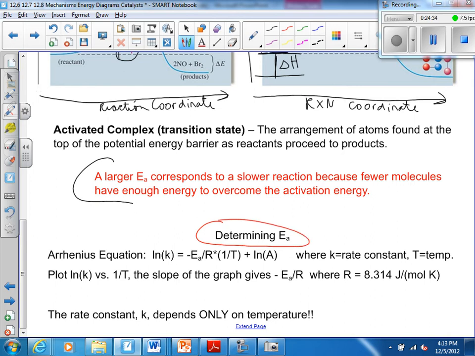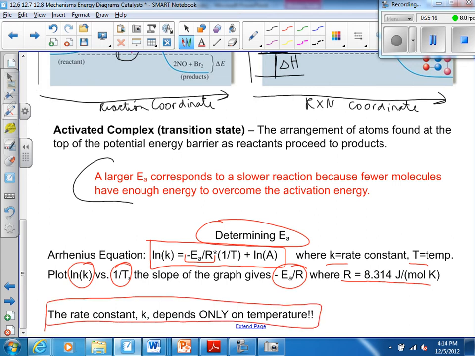All right, how do we find out what the activation energy is? Well, it turns out there's yet another equation right here. I'm not going to show you how to derive it. This equation is on your equation sheet for AP Chem. We use this equation. K is the rate constant, T is temperature. And we just plot the log of the rate constant versus 1 over temperature, and the slope of the graph right here gives negative EA over R. We set the slope equal to negative EA over R. We plug in the value for R, and we could solve for the activation energy. More important than being able to solve for the activation energy, this equation tells us that the rate constant depends only on temperature, and that's very important.